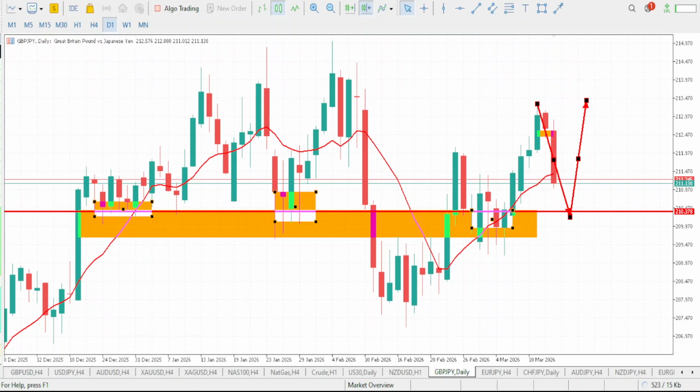Now, could there be changes to this prediction? Absolutely yes, there could be changes. But in case there are going to be changes, I'll make sure I let you guys know.